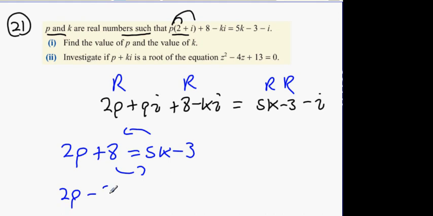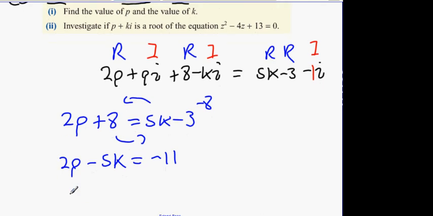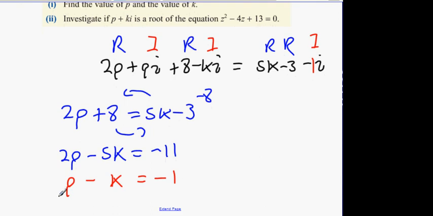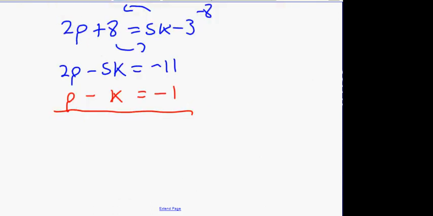Andrew, 2P minus 5K equals minus 3 minus 8, which is minus 11. Imaginary numbers. P minus K equals minus 1, because it's minus 1i. So then you're going to get P minus K equals minus 1. Solve what P and K is. So, to solve what P and K is, guys, we're going to multiply the bottom one by minus 2. Okay, so I'm going to get rid of the P's. So it's going to be 2P minus 5K equals minus 11.